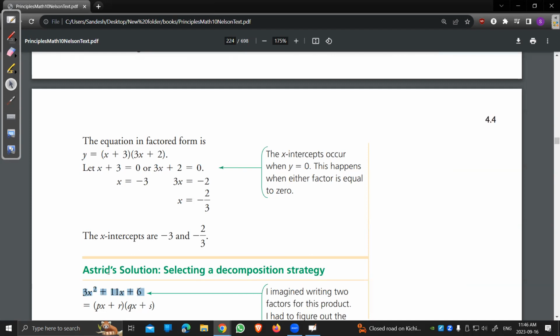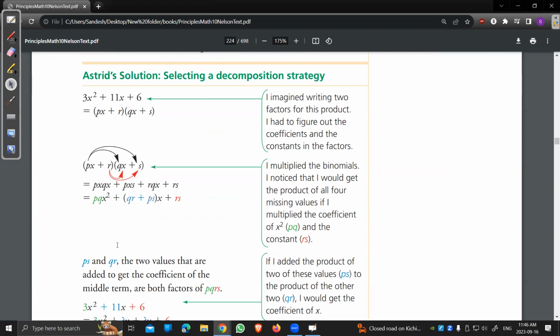But here you can't use the shortcut because the a value is no longer 1. And you can't pull 3 out. The a value will no longer be 1. So you have to factor it by grouping.